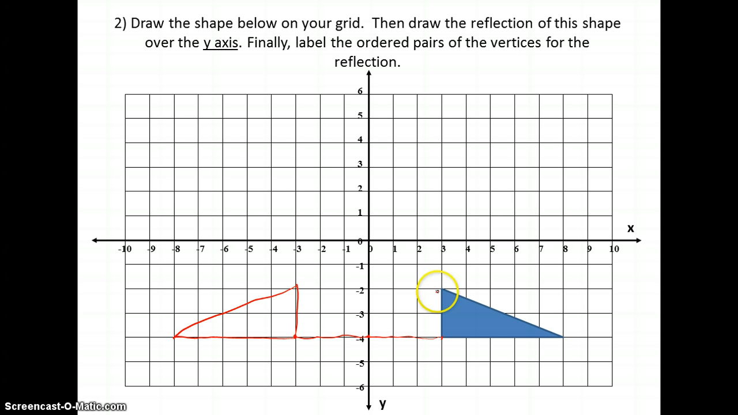Notice the length of this side is 2 units. The length of this side is 2 units. The length of this leg is 5 units. So the length of this leg also needs to be 5 units. These two shapes are exactly the same. It's just been flipped over the y-axis. And I've labeled my new vertices.